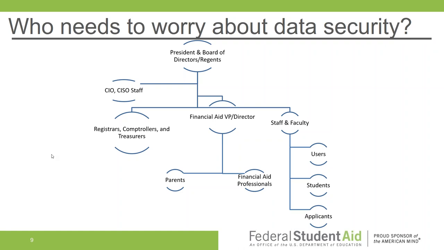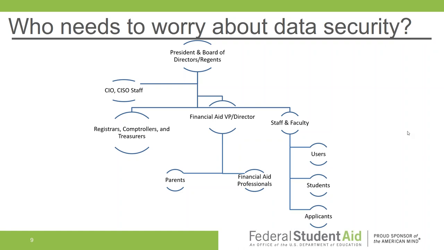And then last but not least, they may need to work with parents, financial aid professionals, the users, the students, the applicants, to make sure that everyone understands what data was protected, how it should have been protected, if it wasn't. And the one person who's not on here who should be, there should be a dotted line to third-party servicers, because often post-secondary institutions or institutions of higher education are sharing their data with third-party servicers as well.